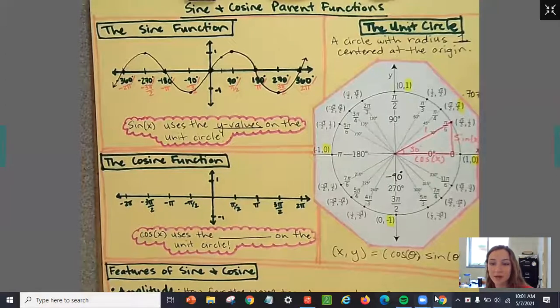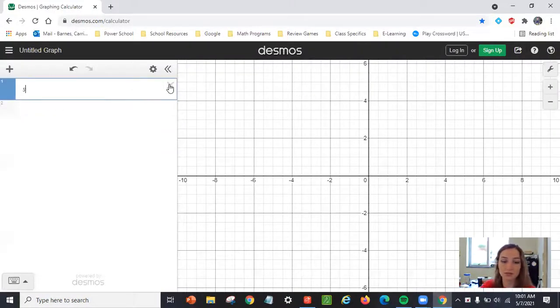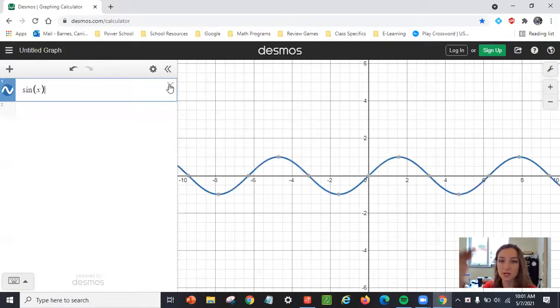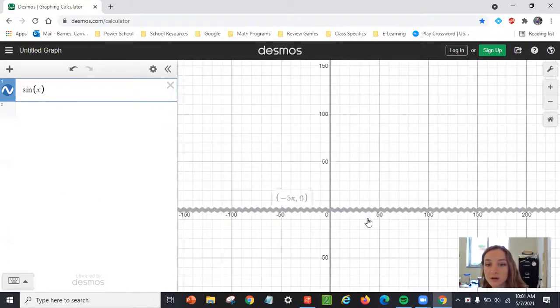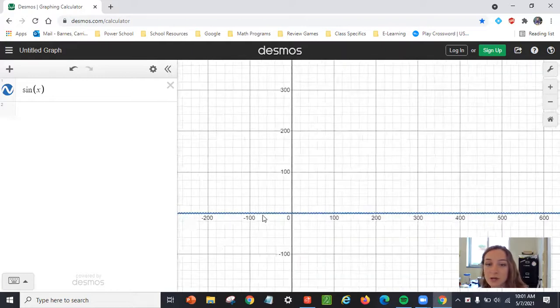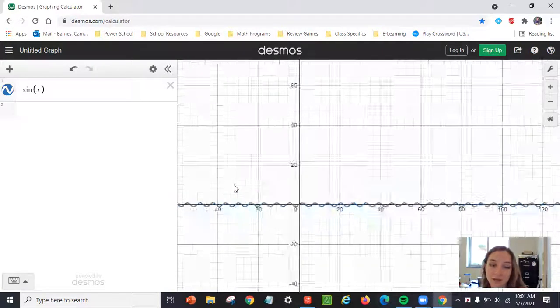So let's just go graph sine of x. I want to show you guys what it looks like. Okay, here's sine of x. You can see it's going up to 1, down to -1. At pi over 2 is where it's going up to 1, which is 90 degrees. So that's just the radian value. You can see that it goes on forever in both directions. So it is going to have a domain of infinity there.